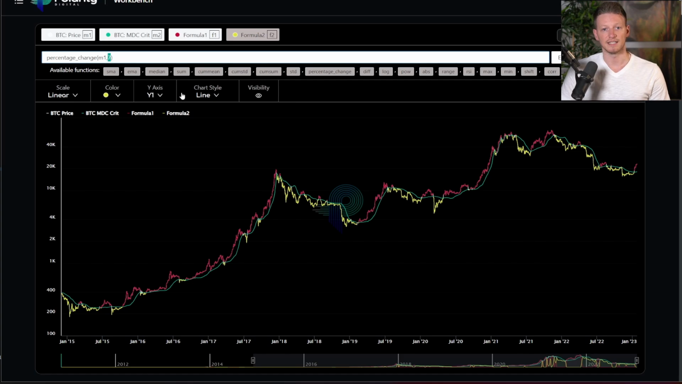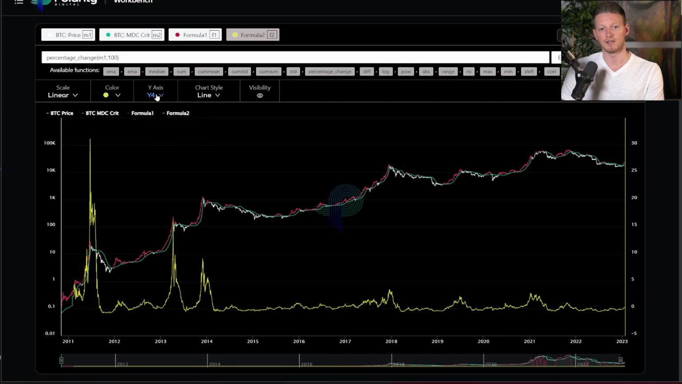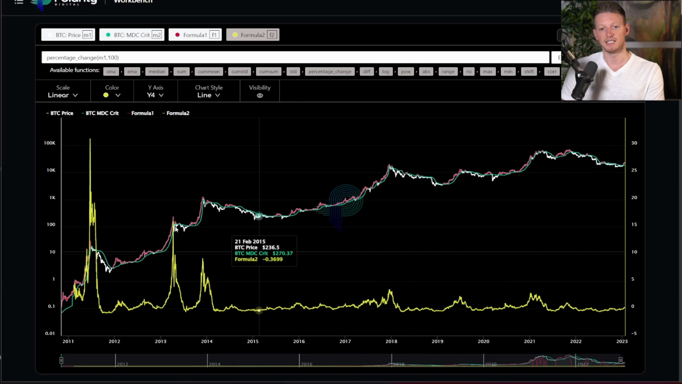So if we want to look at the 100-day running percentage change of Bitcoin, we just hit that. We put it on its own axis, so we put it on Y4, and there you go. You have the 100-day running percentage change of Bitcoin.